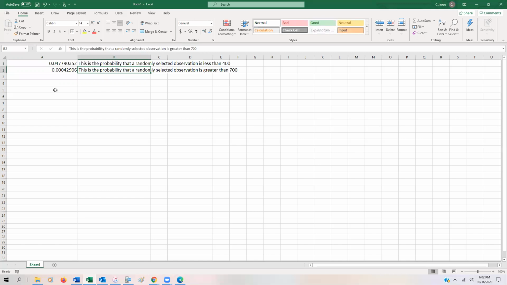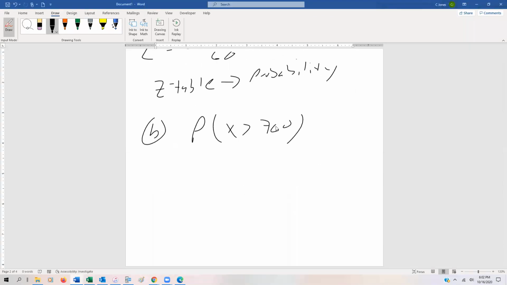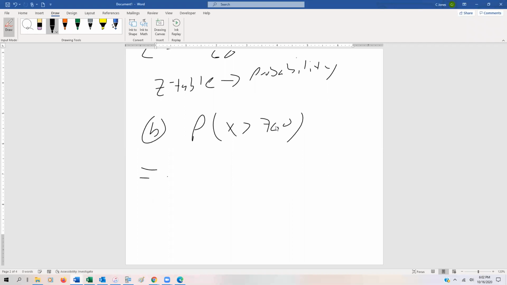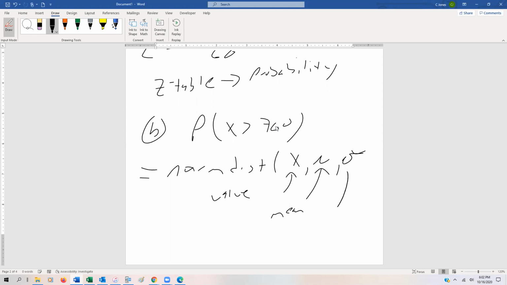Just to illustrate what we're doing with this, we're going to use the function NORM.DIST. We're going to have X, which is the value. We're going to have mu, which is our mean. We're going to have sigma, which is our standard deviation. And then we always type in true, no matter what, because we're not trying to find exactly.